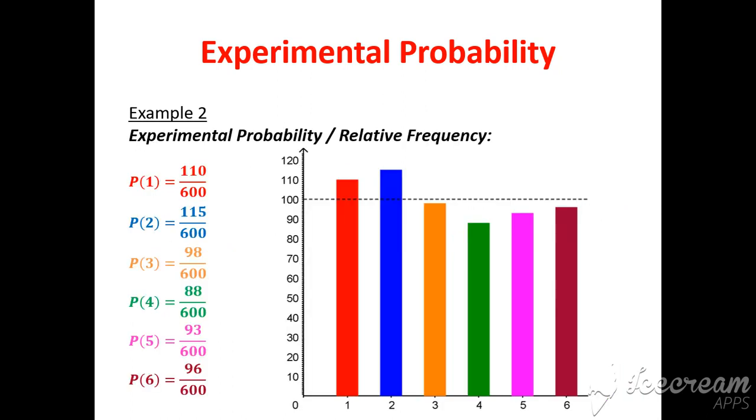The probability of getting 1 was 110. We didn't get 100 of them, we got 110 out of 600. Probability of getting number 2, that was the greatest, 115 out of 600. Probability of getting a 3, well, we only got 98. Actually, that's pretty close to 100. Probability of 4, look at that, we only got 88 4s out of the 600. Probability of 5, we got 93 out of 600. And probability of 6, we got 96 out of 600. So you can see the numbers 3, 4, 5, and 6 were below what we expected in the theory, and the numbers 1 and 2 were above. But that's only one experiment that we've conducted.